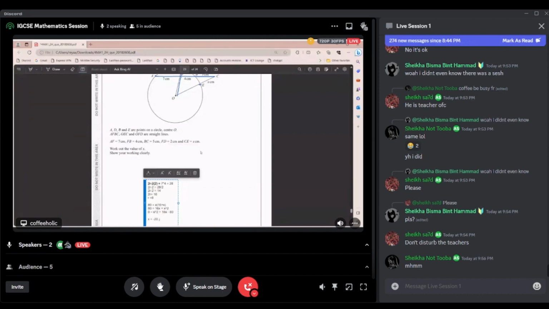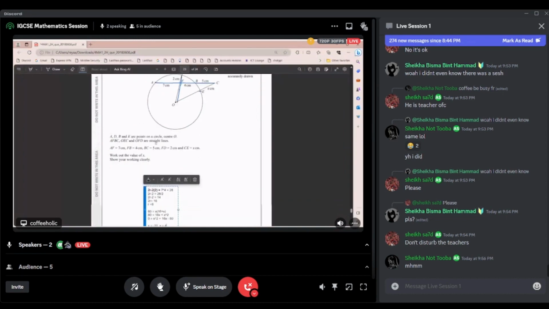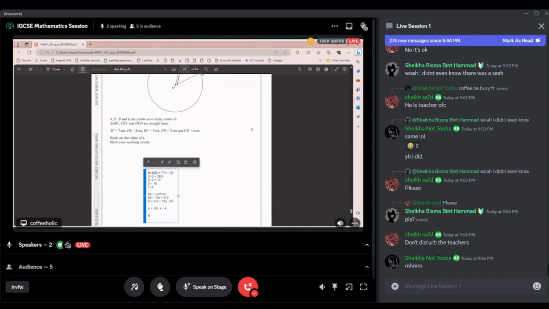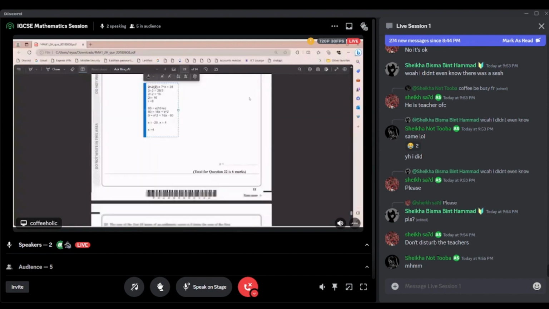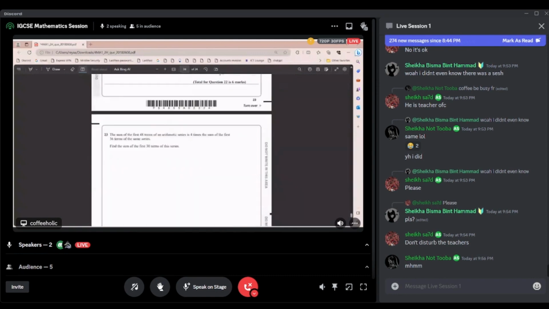You would get x equals minus 20 or x equals 4. Obviously, because it's a length and cannot be negative, your answer here would be x equals 4. Does that make sense, guys? Okay, I think most people have understood the question. Should I move on to the next one in that case?